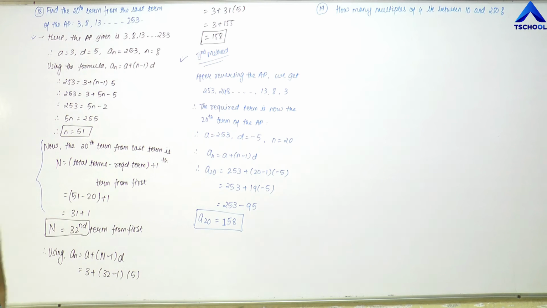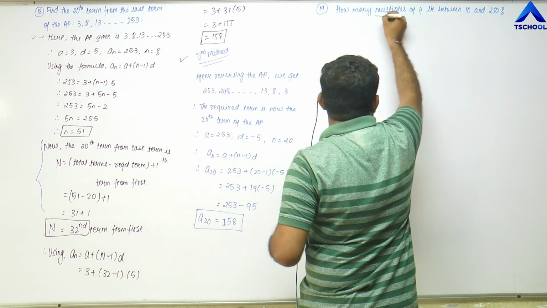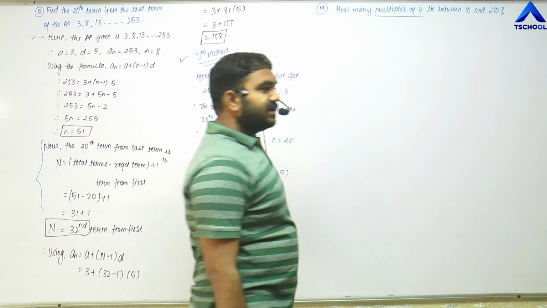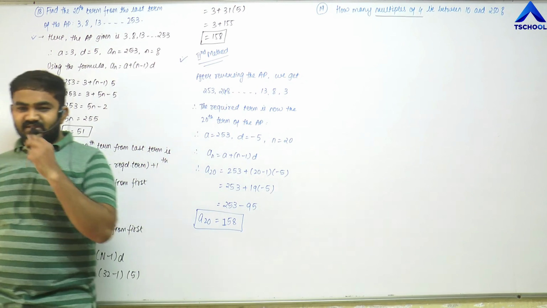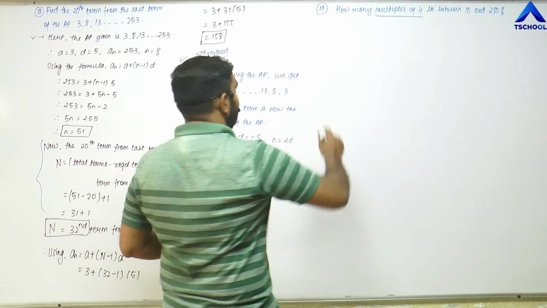So the bounding of our numbers, list of numbers, is between 10 and 250, and we only require the multiples of 4. Multiples of 4 simply means those numbers which are perfectly divisible by 4, or those numbers which can be divided by 4 leaving a remainder 0.